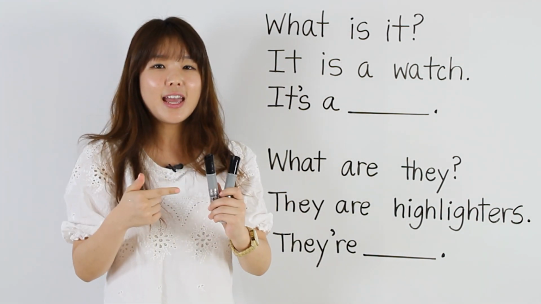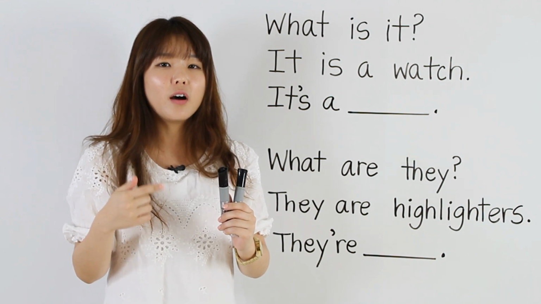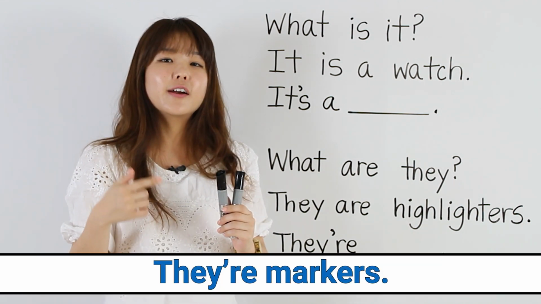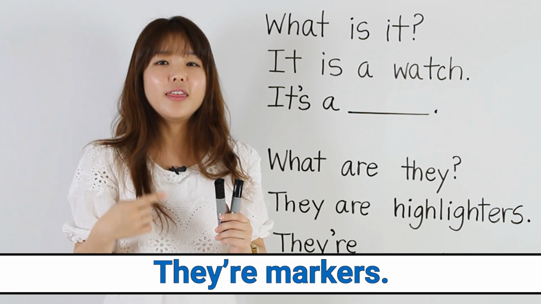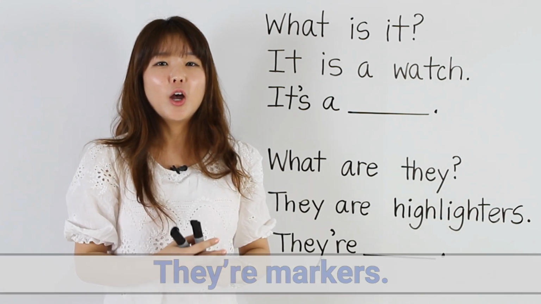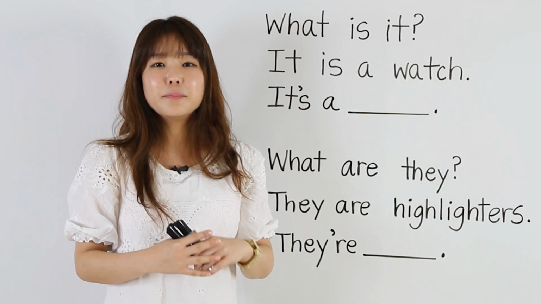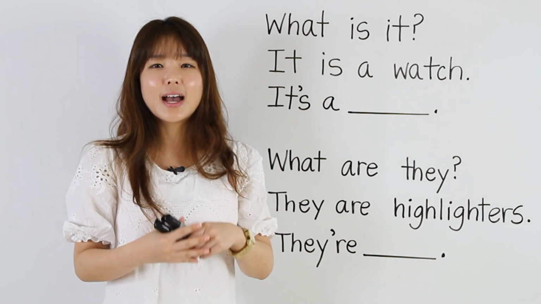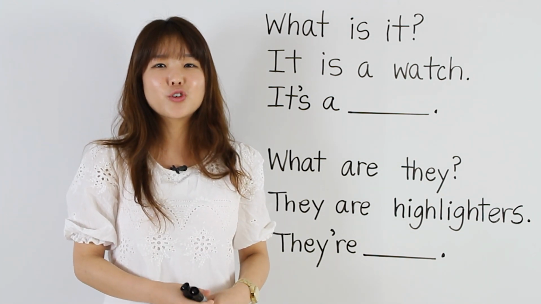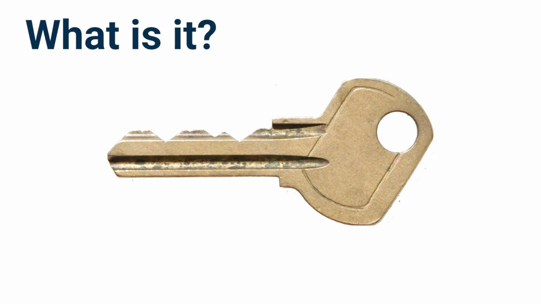What are they? They're markers. Okay, we're going to look at some examples and I'm going to ask some questions. Please try to answer them. Listen carefully and answer with it's a or they're. Let's look at the first one. What is it?